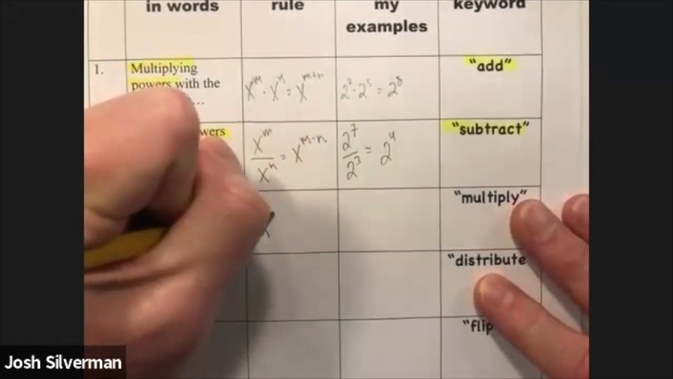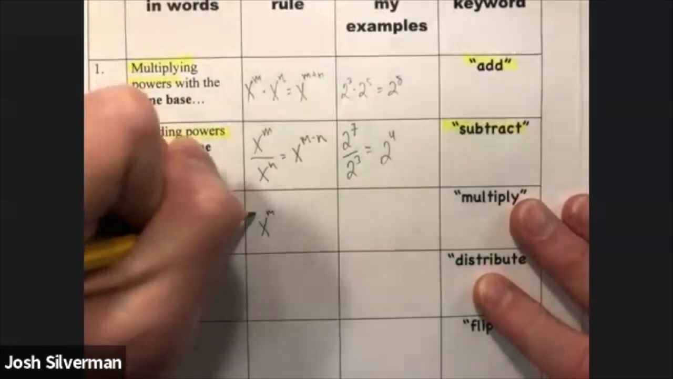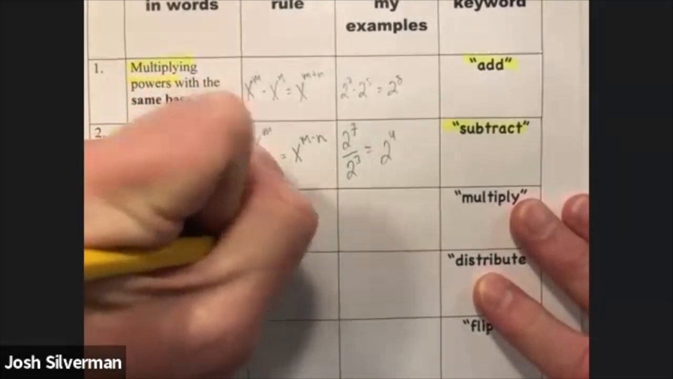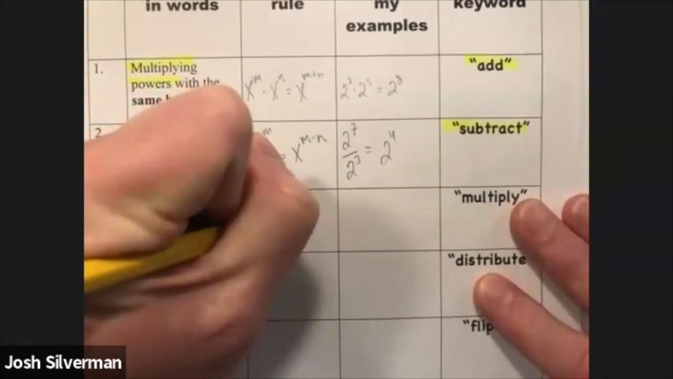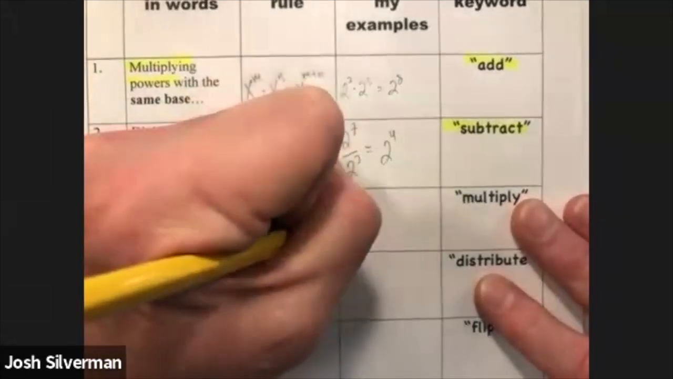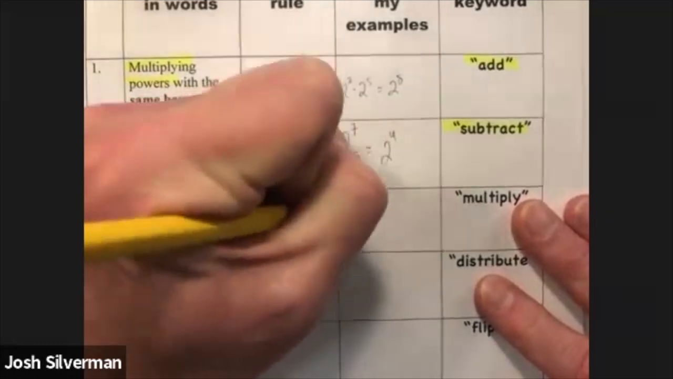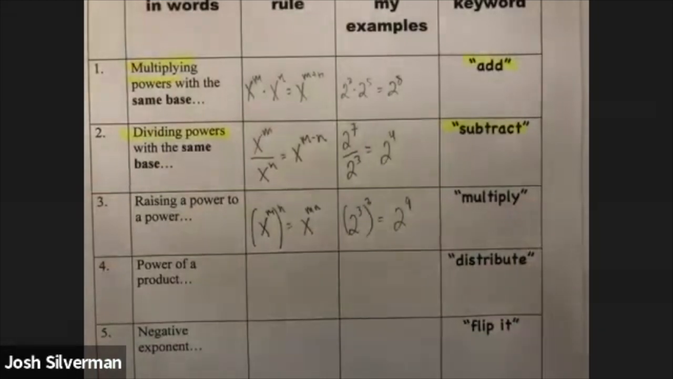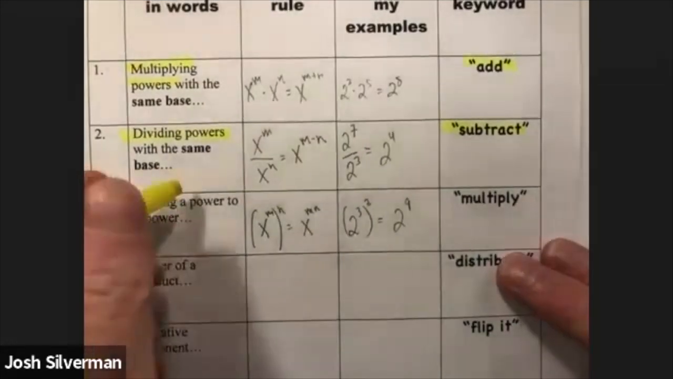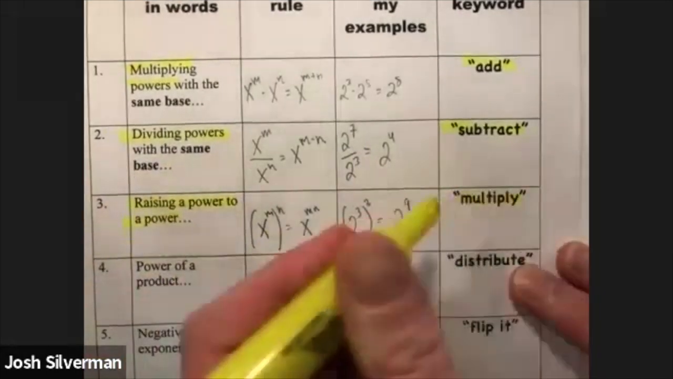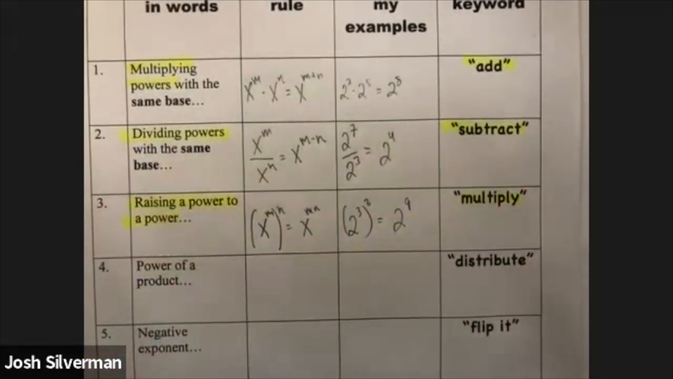X to the m raised to the n is equal to x to the m times n power. My example, 2 to the 3rd raised to the 3rd, that's 2 to the 9th. When you are raising a power to a power, that's when you multiply. That's when you multiply the exponents.